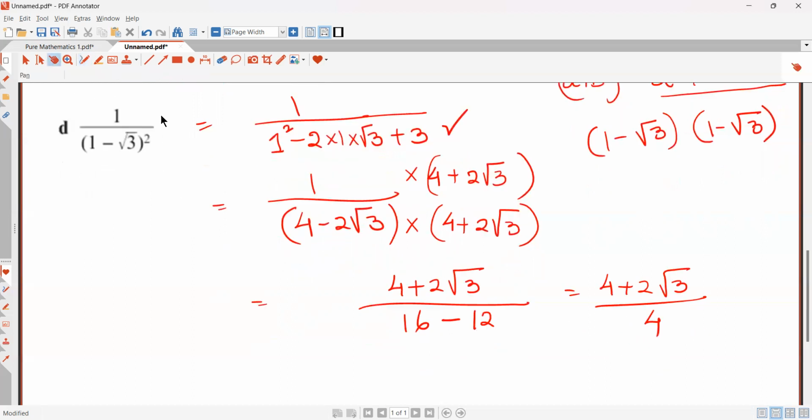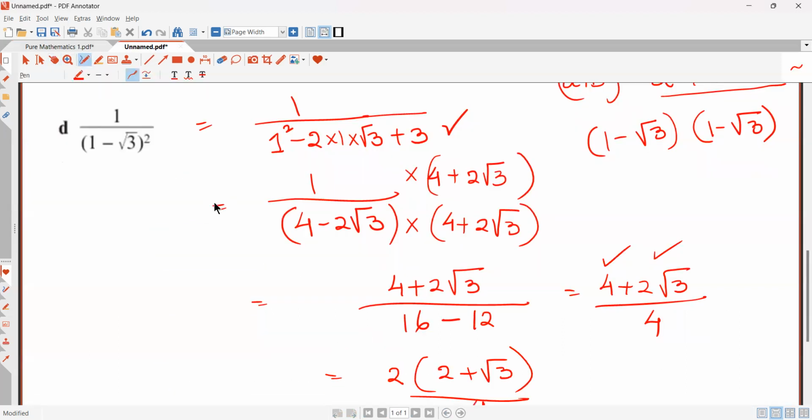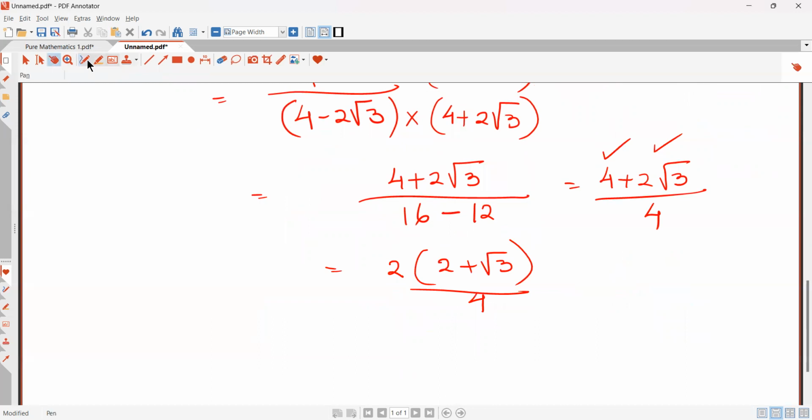Agree? Now, if you see, 2 is common. This and this has what common? 2 is common. If 2 is common, it's going to be 2 plus root 3 divided by what? 4. Excuse me. 4. Now, 2 ones are 2, 2 twos are 4. So it's going to be 2 plus root 3 divided by 2.